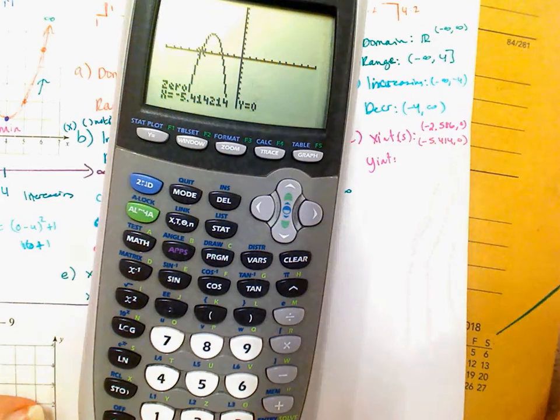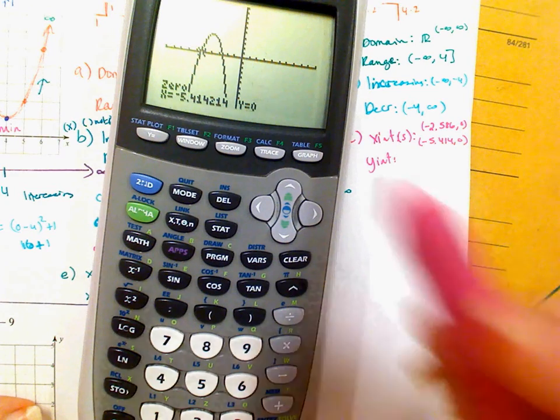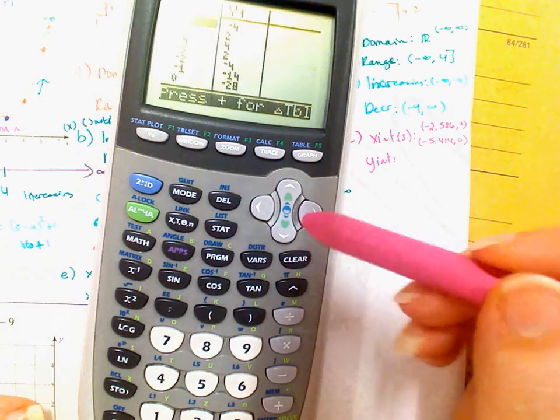Now my y-intercept is where it crosses the y-axis. So I can do that one of two ways. Again, I can just go to the table and look when x equals 0. I get negative 28.